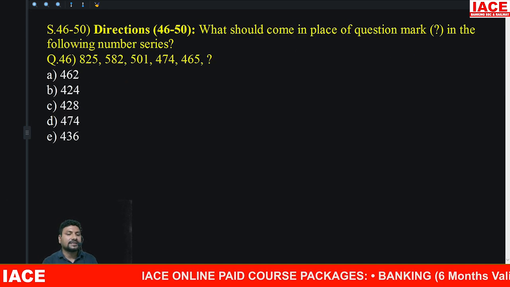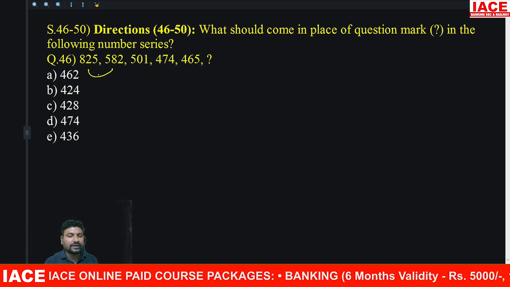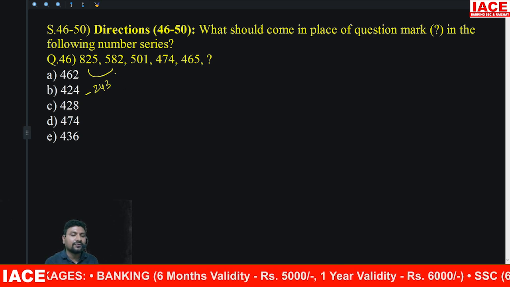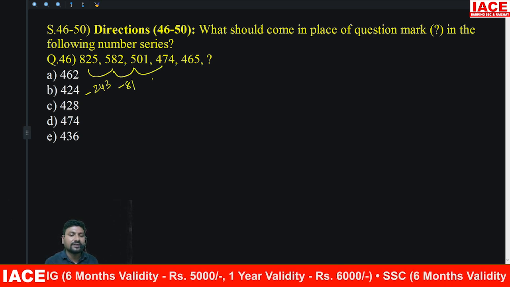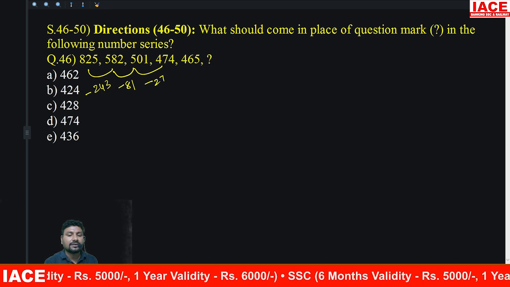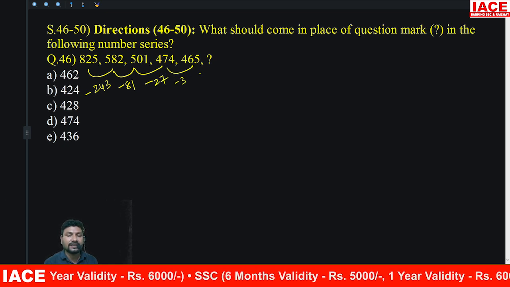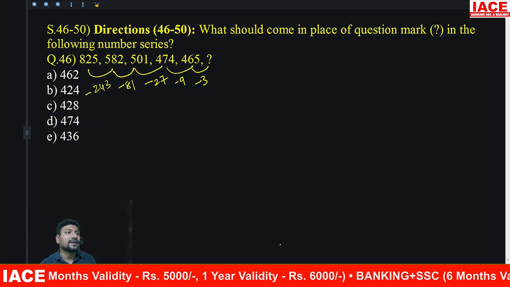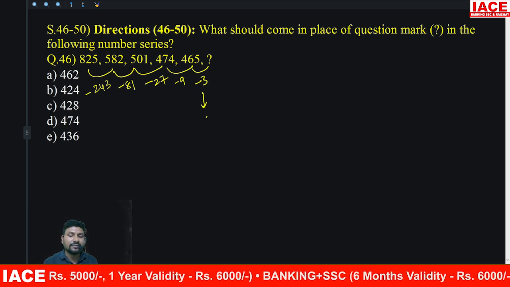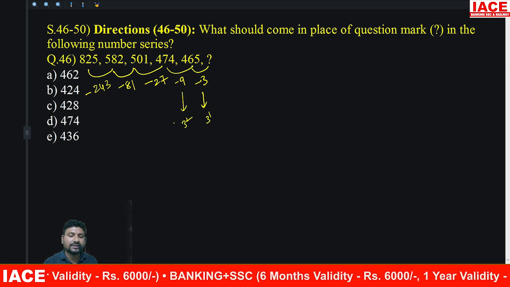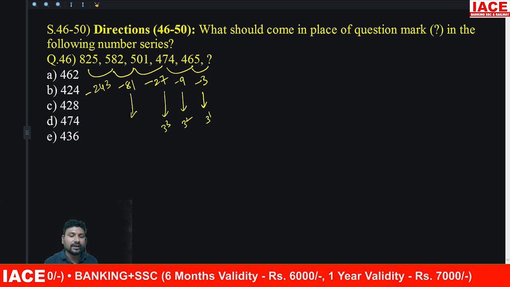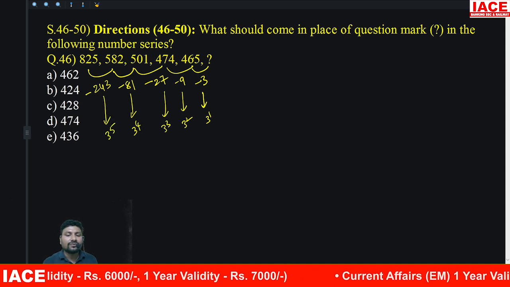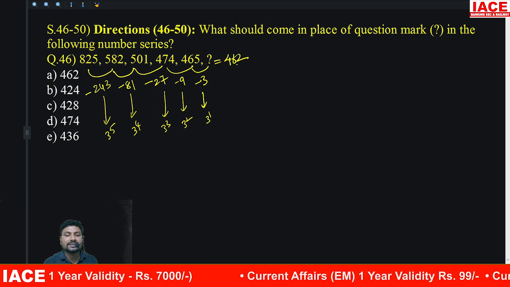Yeah, we have a number series 825 to 582. Difference is how much? 243. 243, here difference is 81, here the difference is how much? 27, good. And here the difference is minus 3, minus 9, and here difference should be minus 3. Why minus 3? This is about 3 to the power of 1, this is about 3 square, this is about 3 cube, and this is 3 to the power of 4, and this value is 3 to the power of 5. Now 465 minus 3 equal to, answer is what is answer?